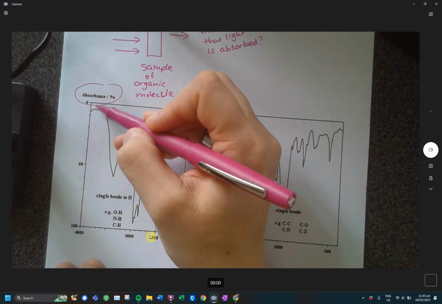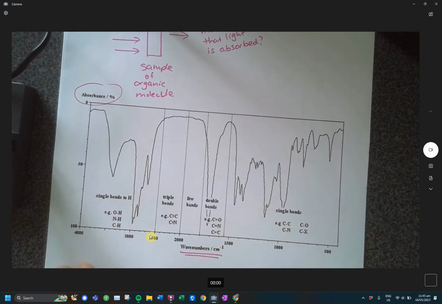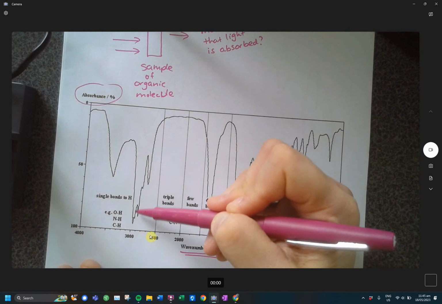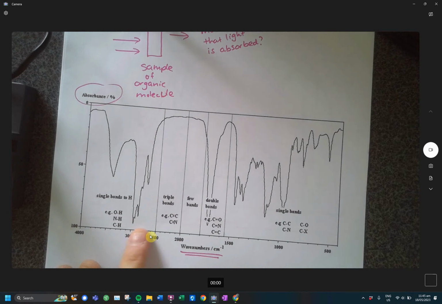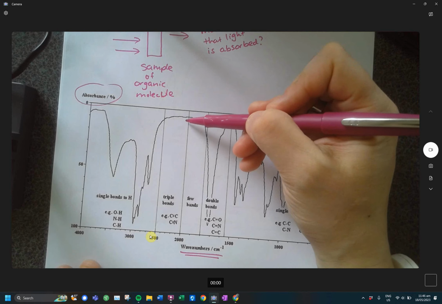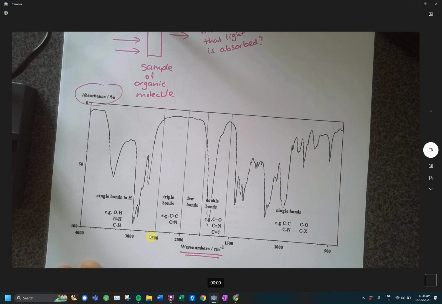So the deeper the trough, the more light is being absorbed there. You can call them peaks, you can call them troughs, but the idea is how much of it is being absorbed. Are we absorbing most of the light? Are we barely absorbing any of it? Now the cool thing about this process is that different functional groups absorb light at different energy levels. So we can use that as a way to figure out what functional group is in that molecule.